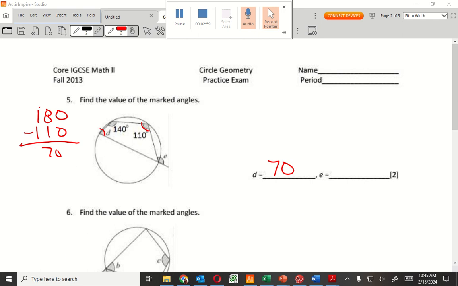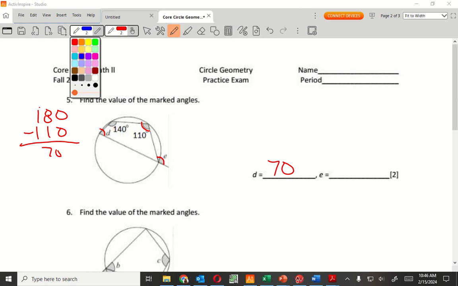Now, this one over here, it also gave me one on the outside. We'll find that one in a second. But this side on the inside right here, this one is opposite my 140. So if that one's opposite 140, I would do 180 minus 140, which is going to give me 40. And that's the one on the inside. Okay?